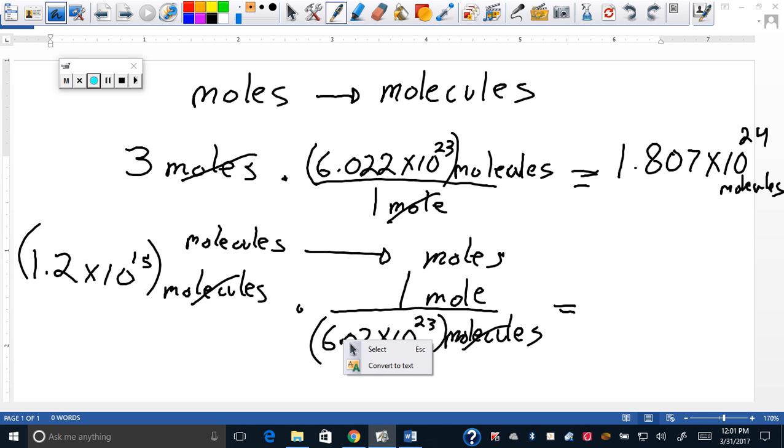You should get a small number. You should get a decimal, or negative exponents around.